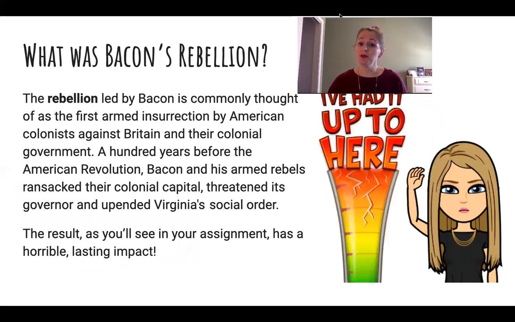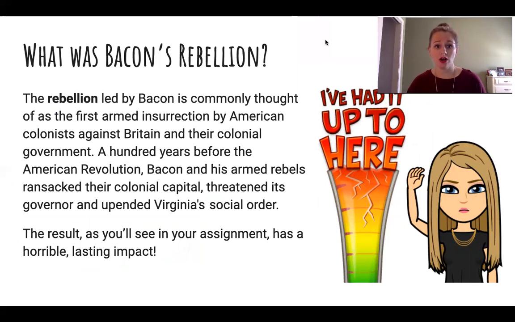So, speaking of being upset, let's take a little turn and talk about an event known as Bacon's Rebellion. You're going to be watching an Edpuzzle on this, so I'm not going to go in deep detail. I just want to give you a little bit of background. This rebellion, led by Nathaniel Bacon, is commonly thought of as being the very first armed insurrection by American colonists. An insurrection is whenever people are trying to basically destroy or bring down the government that is controlling them. So this was the first time that Americans really stood up against the British and their colonial government. This happens 100 years before the American Revolution even takes place.